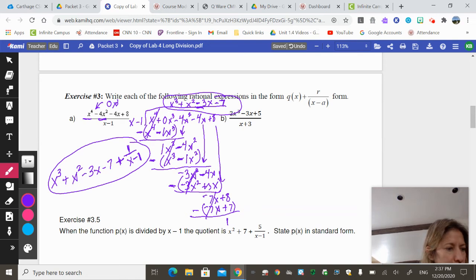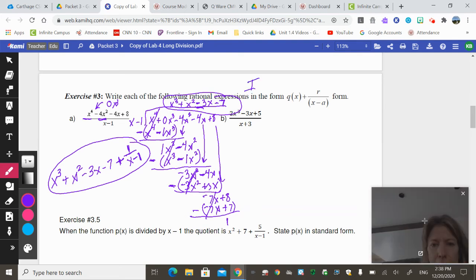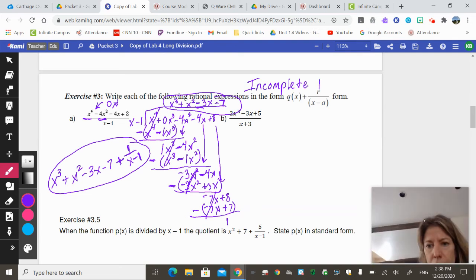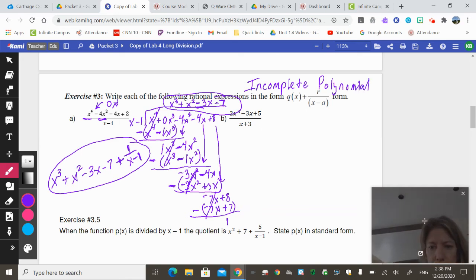All right, one more of these. So this 2x cubed minus 3x plus 5, again, we can see it's incomplete. I should write that down. These are called incomplete polynomials. So beware of the incomplete polynomial. You'll get really confused if you don't add the extra term here.